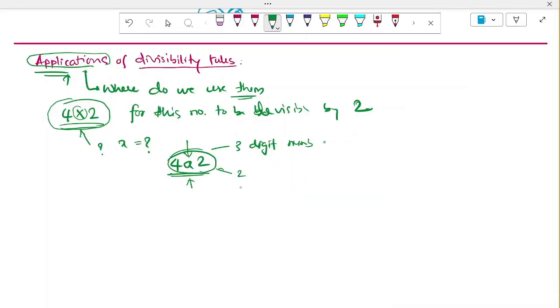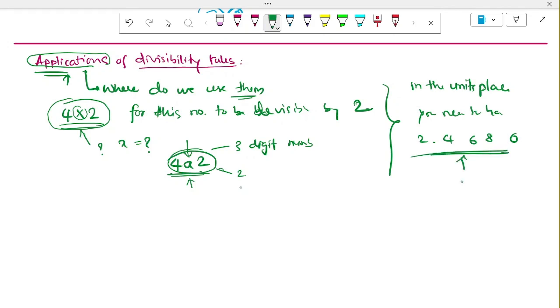Now what is the rule for divisibility by 2? In the units place, you need to have 2, 4, 6, 8, 0. If these are there in the units place, then I can say that that number is divisible by 2. Now if you look at this 2, clearly this number, irrespective of what is written here, is divisible by 2, right?